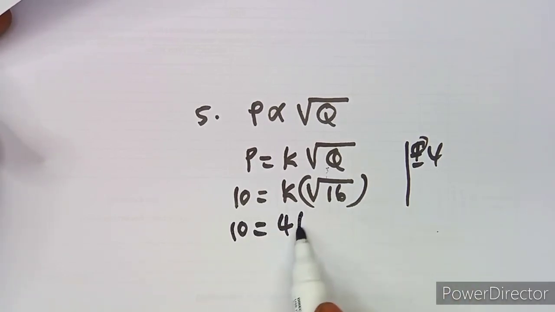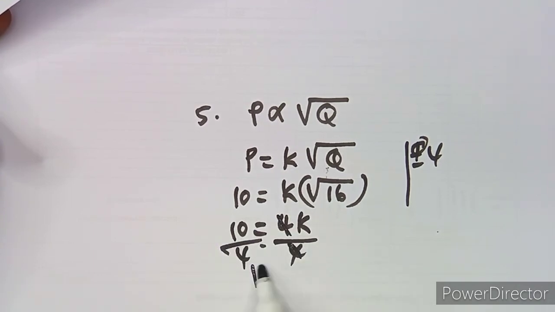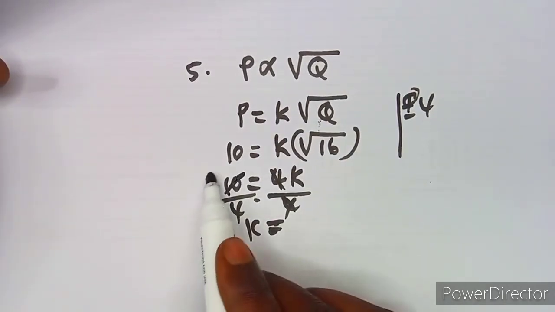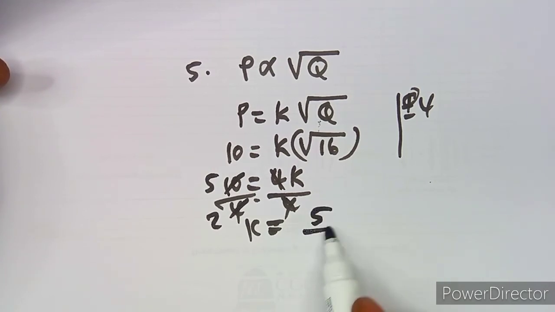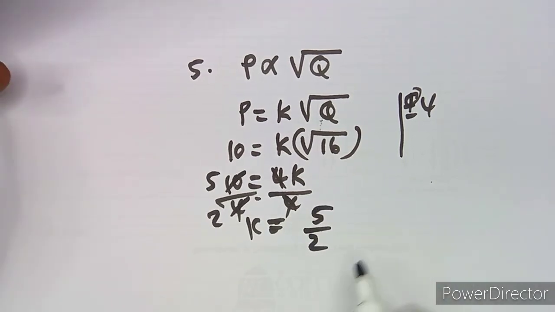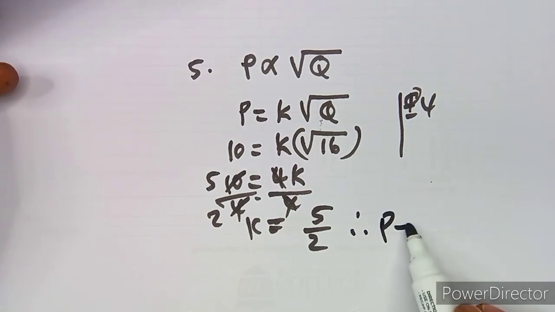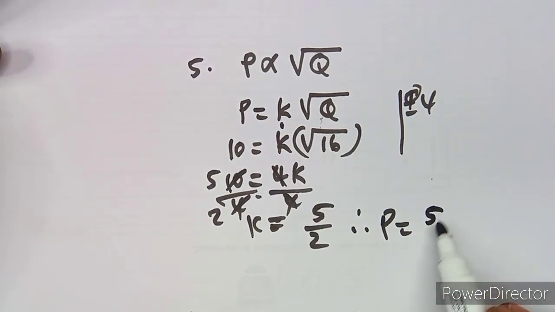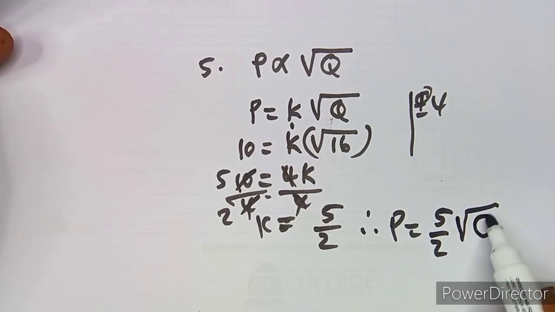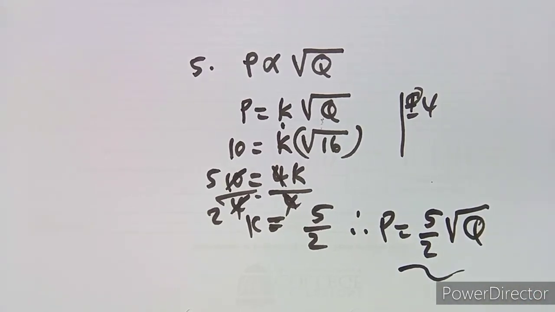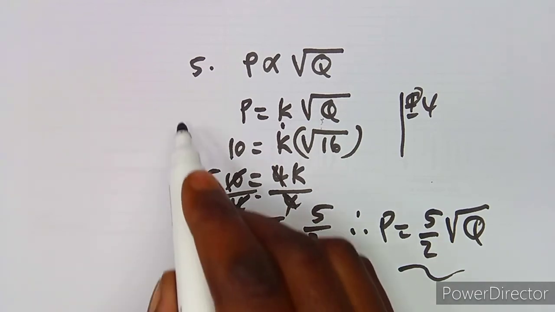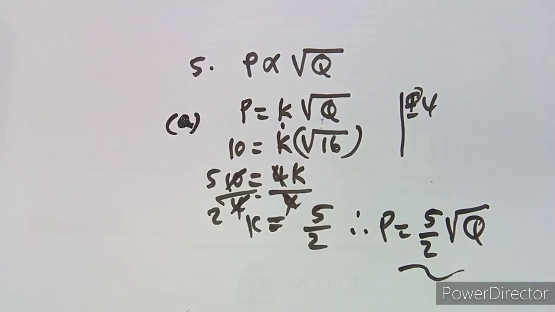So 10 is equal to 4K. Divide by 4 to find the value of K in this case. So 10 over 4, but 10 over 4, guys, you can actually reduce by 2. We have 5 by 2. So it's going to be 5 over 2. So therefore, I can just write this as P is equal to, in place of K, I have 5 over 2. So it's going to be 5 over 2 square root of Q. Yeah, no worries. You can even leave your answer like this. This is variation. Same as vectors, you can actually leave your answers as improper fractions. They do not have any queries about that.